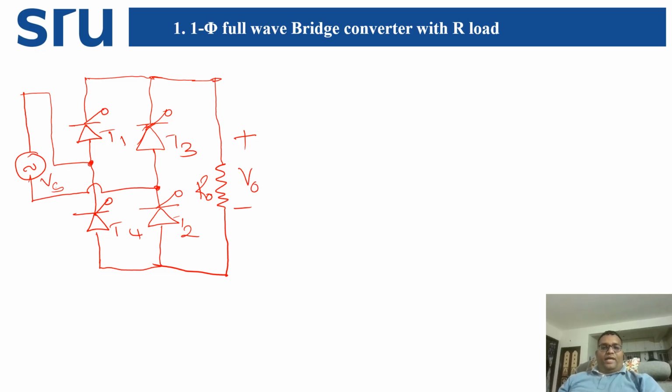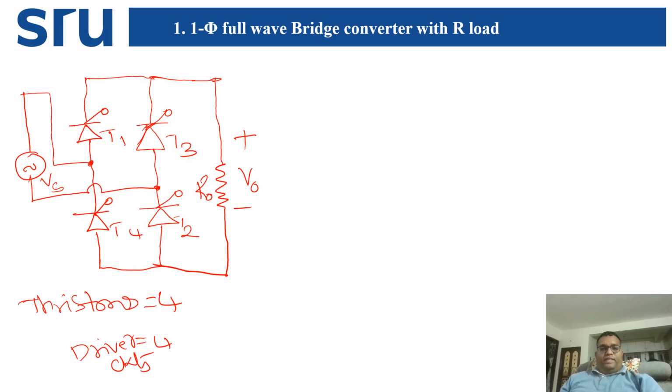Now, in the bridge type configuration, how many thyristors are there? Thyristors are SCRs, silicon controlled rectifiers. The total number of thyristors involved is 4, and 4 PWM pulses and 4 driver circuits are required. Now we'll see the operation of the circuit step by step, how it varies with respect to time and with respect to the duty cycle.